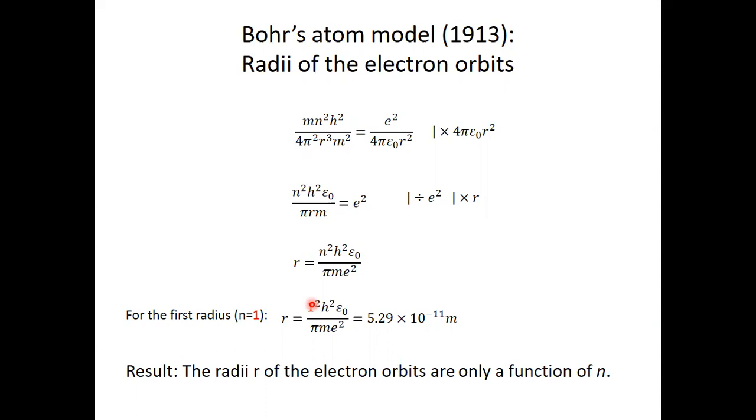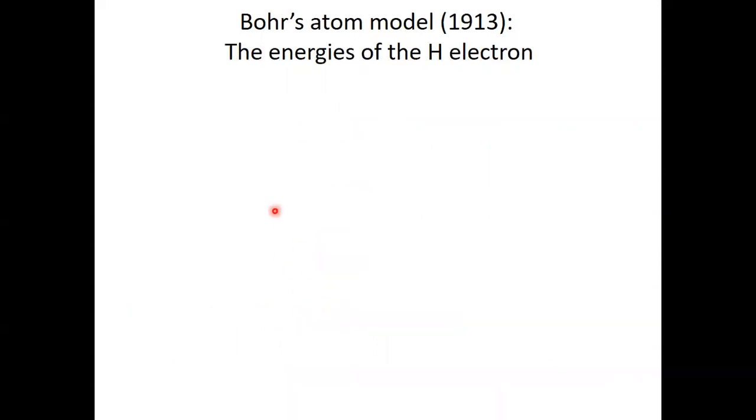So now, what would be the associated energies? We would assume that these energies are a function of these radii. How can we show that? Let us first assume that generally the energy of a particle is the sum of its potential energy plus its kinetic energy. So our task is to calculate the kinetic and the potential energies separately and then add them together.